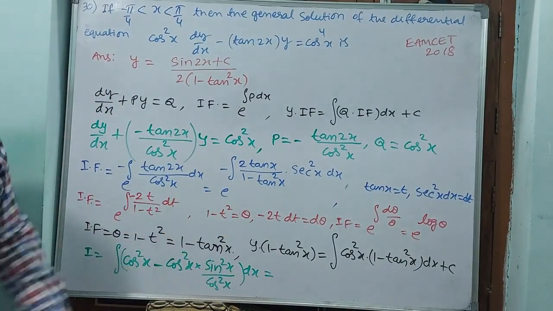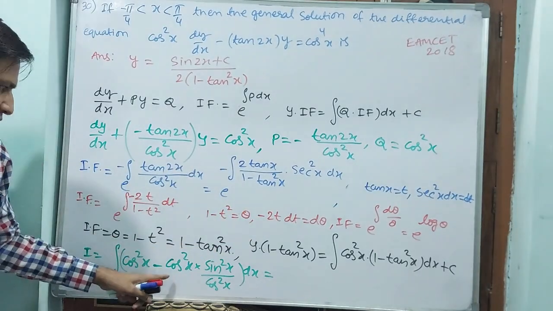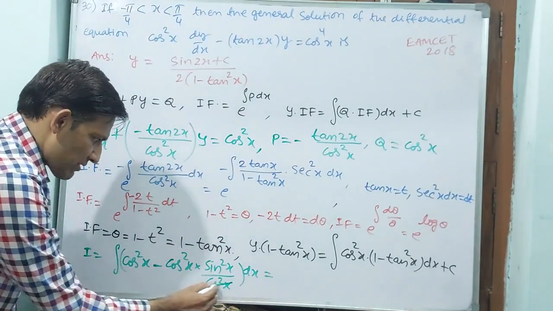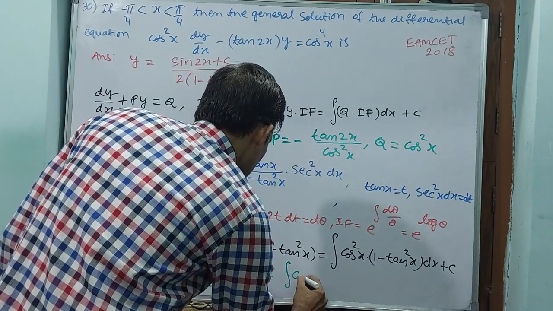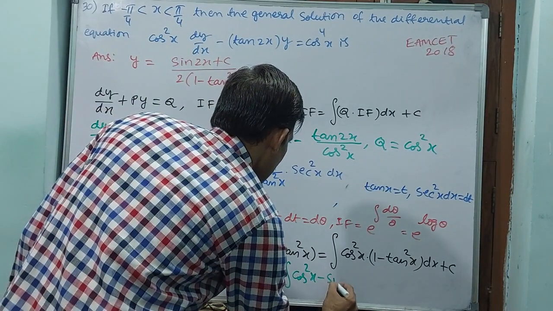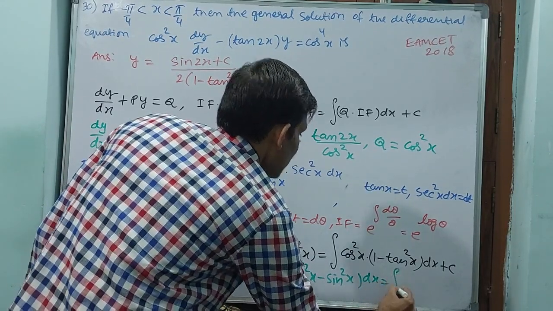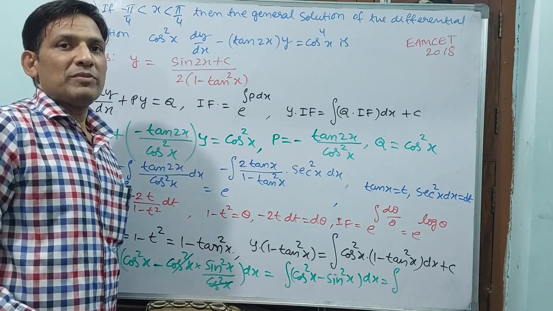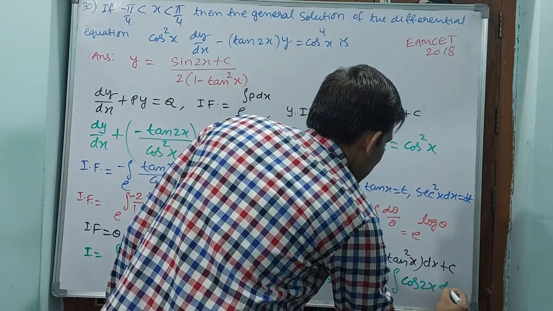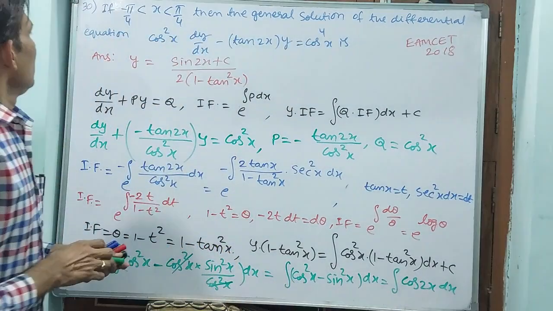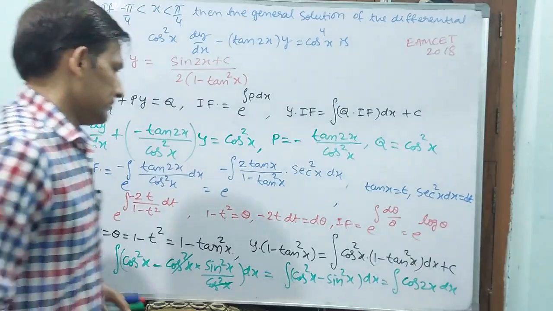Definitely I can write that. Cos square x I have sent inside: cos square x minus cos square x into sin square x by cos square x. Here the cos square x we can cancel out. Then this is going to become integral of cos square x minus sin square x dx, which is equal to integral of cos 2x dx. I will keep the answer, but the remaining I am removing. Pause and note down.